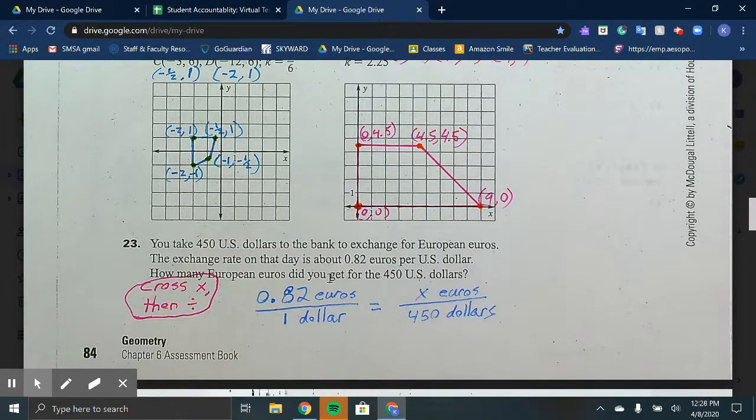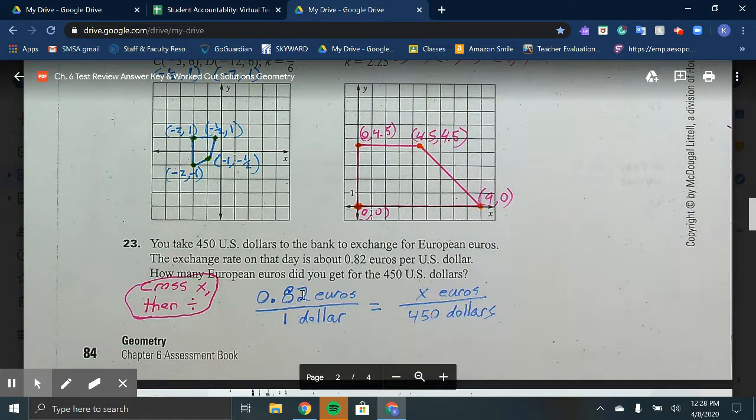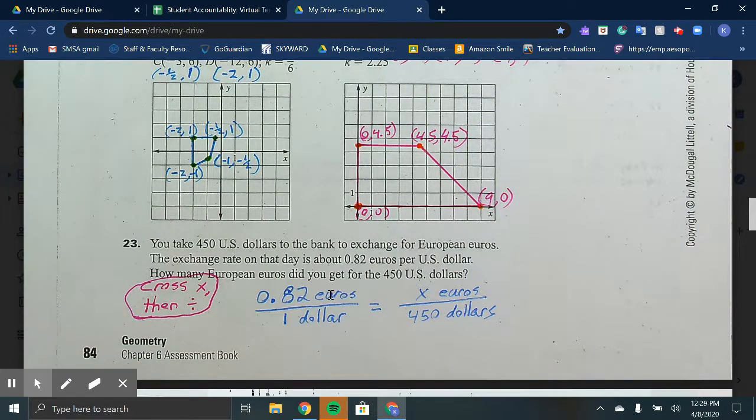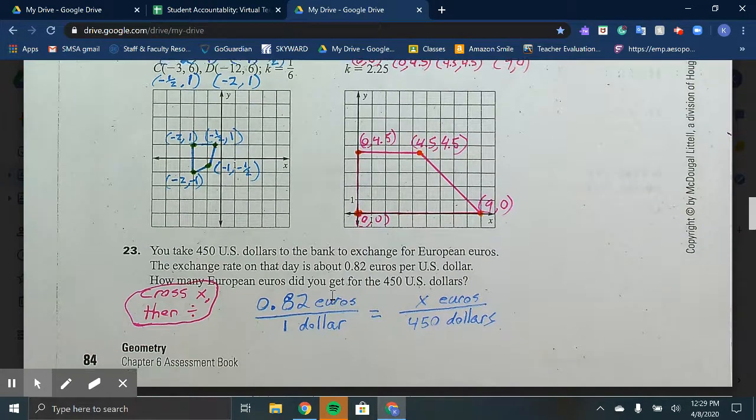And then last but not least, with number 23, a conversion of money problem or an exchange rate. So at this time, 0.82 euros was the exchange rate per $1. And then we're trying to figure out X number of euros out of $450. So 450 times 0.82 gives us our answer of 369 euros.